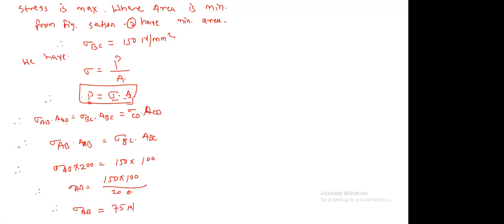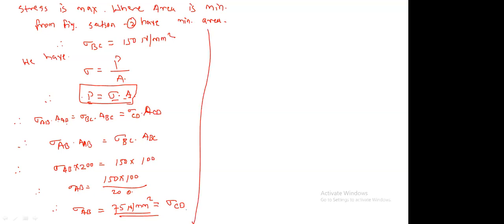75 Newton per mm square, which is equal to sigma of AB. If this is the value, what is the value of sigma of CD? 75. Therefore, sigma of AB is equal to 75 Newton per mm square is equal to sigma of CD.